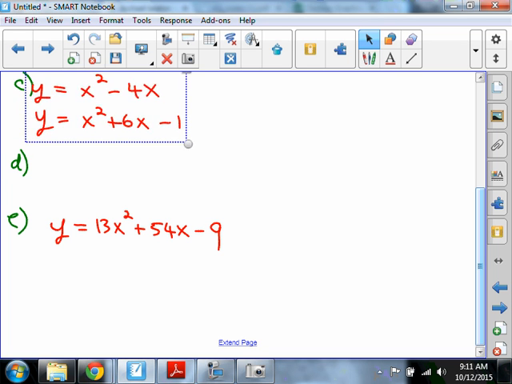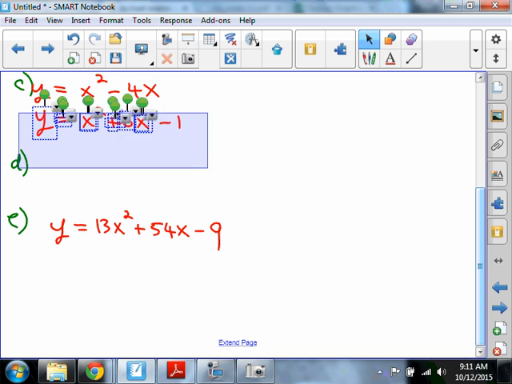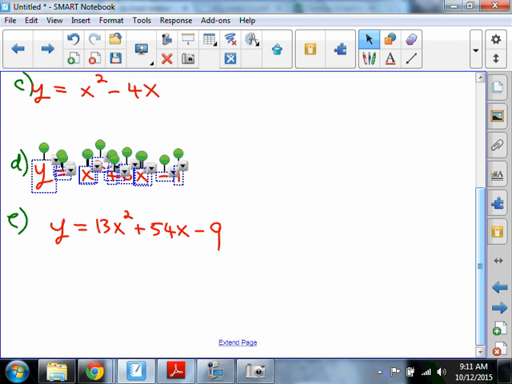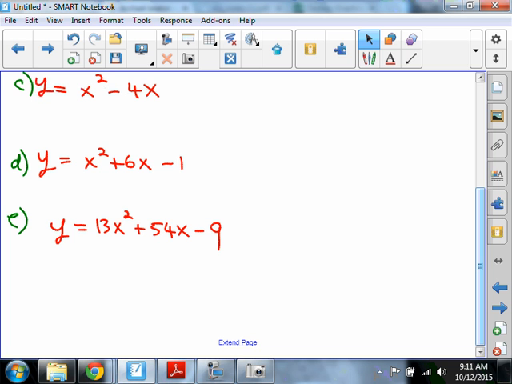Let me see if I can break this apart. There we go. Oh, a smart board, and I like to fight sometimes. So number C, here's the vertex on this one. The vertex on number C is 2, negative 4.